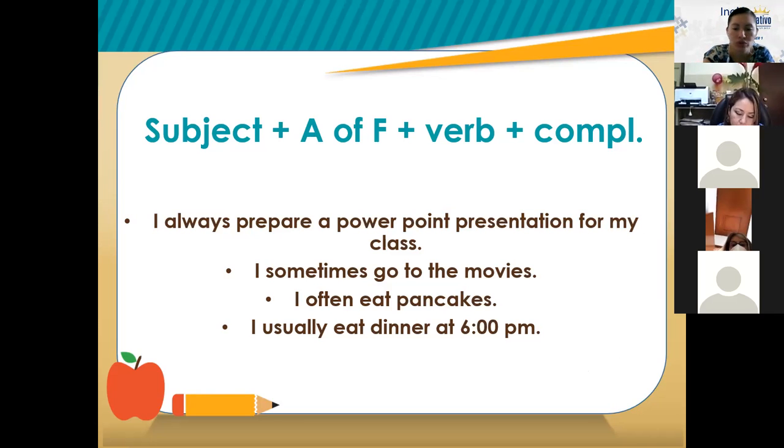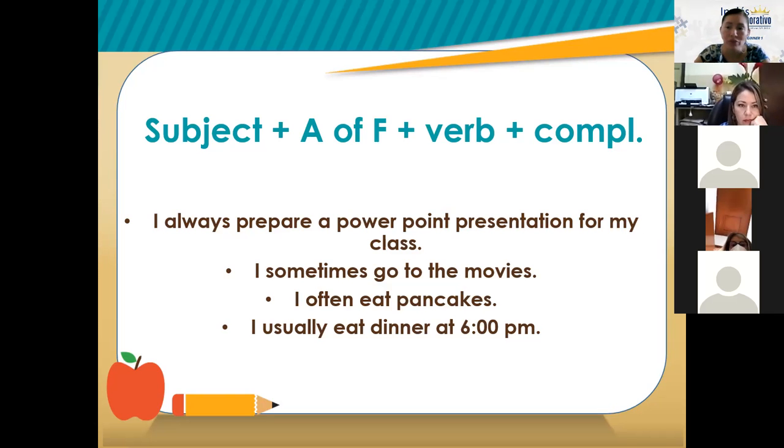Veamos esta. I don't usually go to work by bus, for example. I don't usually go to work by bus. Okay, probablemente camino, probablemente pues me lleva. I don't know. So I don't usually go to work by bus. Veamos esta. She doesn't, right? She doesn't sometimes do the homework, right? Okay. So that is when you want to say negative sentences, right?